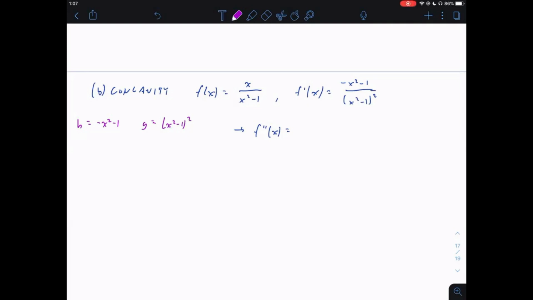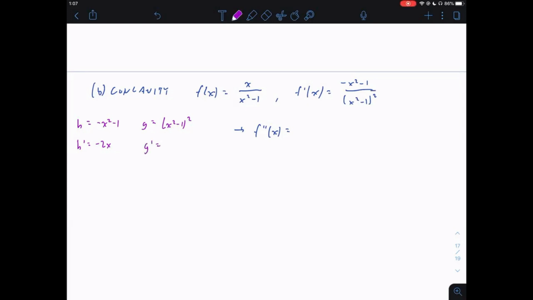All right. So now time to find the derivative of each one here. Well, for h prime, all we have to do here is just take the derivative of each individual term. So the derivative of negative x squared will be negative 2x minus the derivative of 1, which is just 0, so just negative 2x for h prime. But now g prime here.